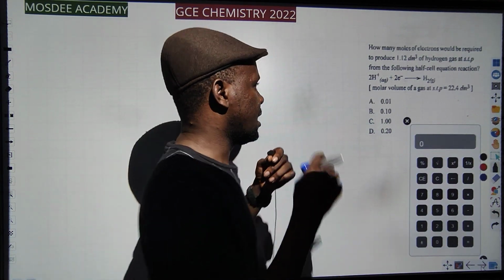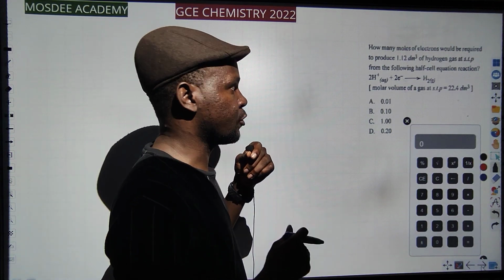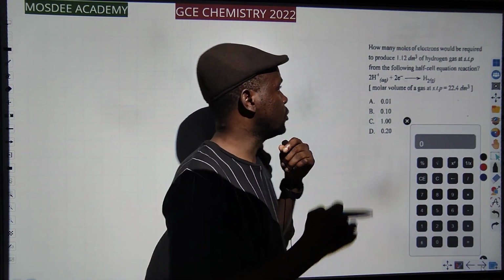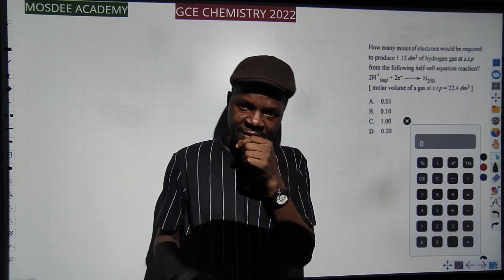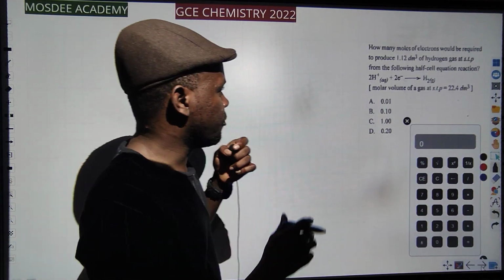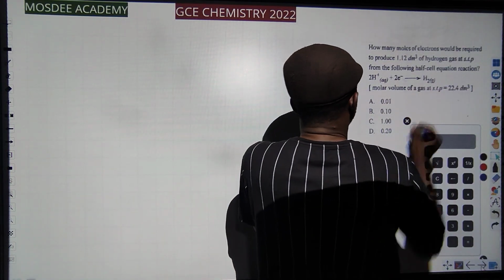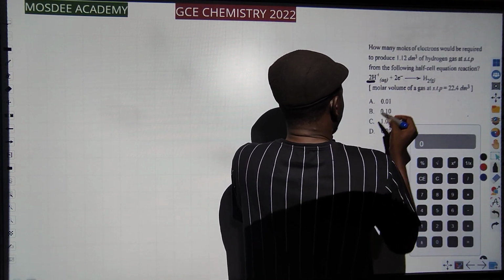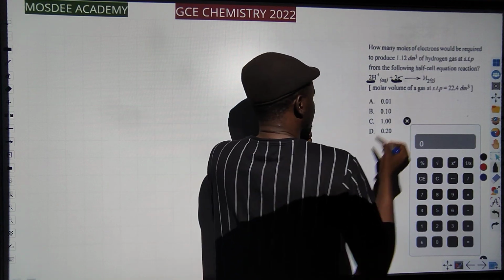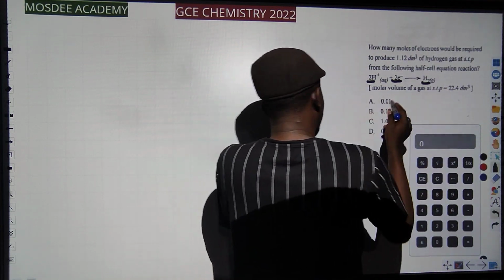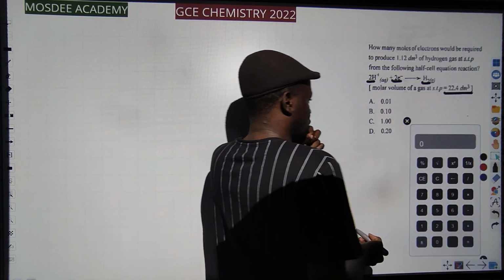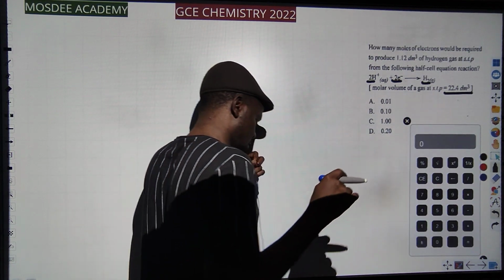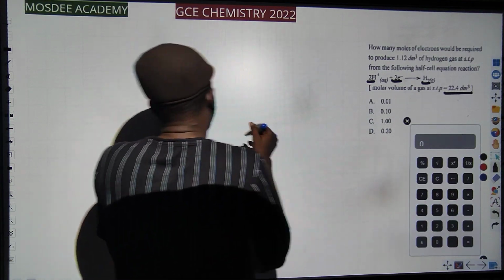The next question says, how many moles of electrons would be required to produce 1.12 decimeter cube of hydrogen gas at STP from the following half-cell equation? Now you can see 2 moles of hydrogen ion require 2 electrons to give us hydrogen gas. The molar volume of a gas is always 22.4 decimeter cube. So this is stoichiometry in electrolysis, which we've also done in the topic of electrolysis. But you don't even need that. Knowledge of stoichiometry tells you this.